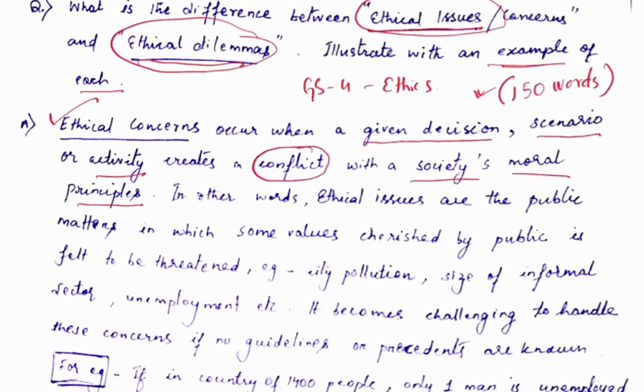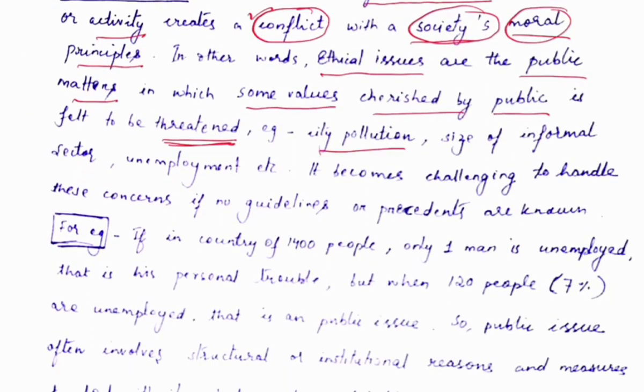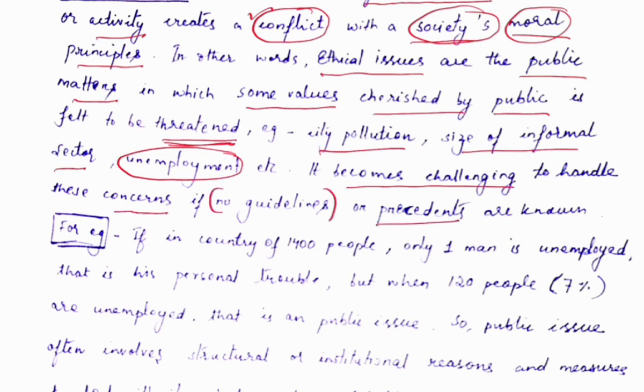So whatever your action or your given decision, whatever you are taking, if it is in conflict with the established moral principles of the society, then that becomes an ethical concern. In other words, ethical issues are the public matters in which some values cherished by the public are felt to be threatened. For example, city pollution, size of informal sector, unemployment. So it becomes challenging to handle these concerns if no guidelines or precedents are known.